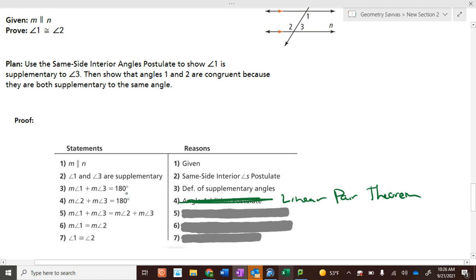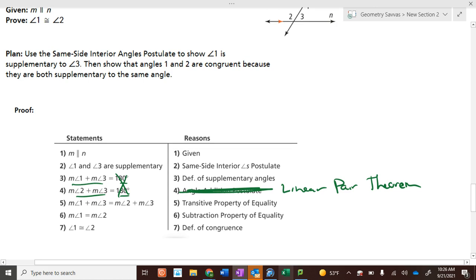Okay? Now, see how this is equal to 180, this is equal to 180. So if we get rid of the 180s, they must be equal to each other. Okay? Substitution would work just fine for me. Also, what would work is the transitive property, because the first equals second, second equals third, then first equals third. Okay? Then what did they do to both sides of this? They took away what? Measure of angle 3. When you take away, it's called subtraction. Okay? And equal angles are congruent angles by the definition of congruent angles.